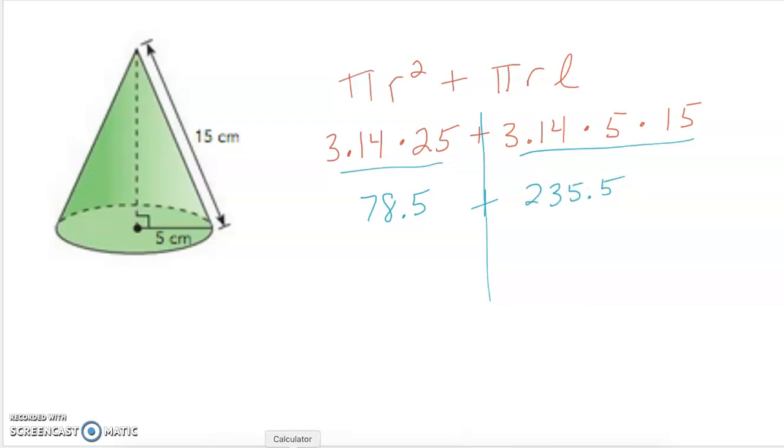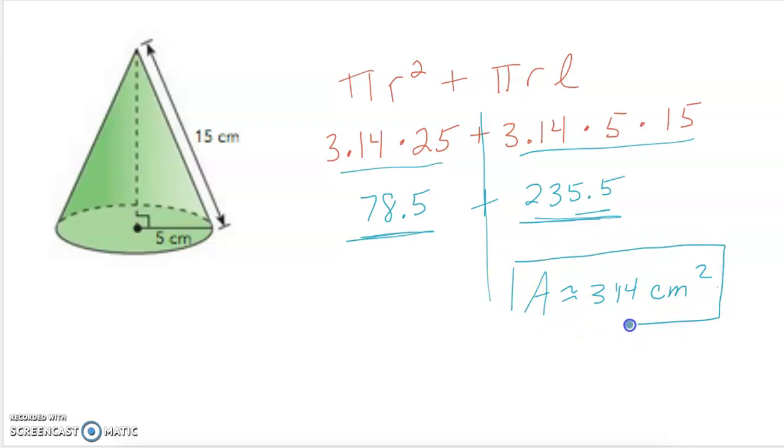And now we just add those two sides together. We add the curved surface, or the lateral surface, and we add it to the circular base. So let's do plus 78.5. And we get a total of 314. So the surface area is approximately equal to 314 centimeters. We're talking about area, so it's squared. Okay? Let's look at the next one.